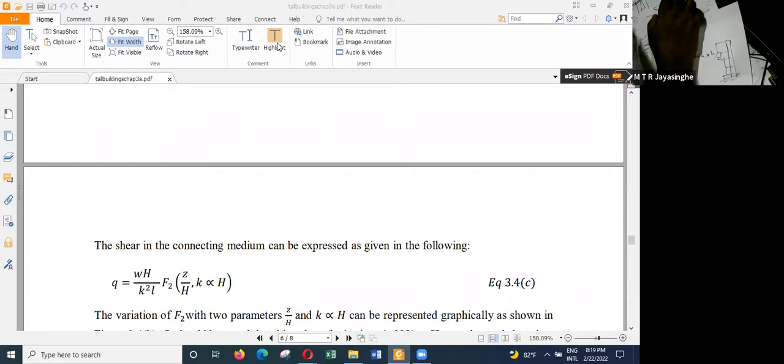Sir, what about Autodesk Robot? Yeah, Robot is good. I mean, you can use it. Robot was used in Altea.